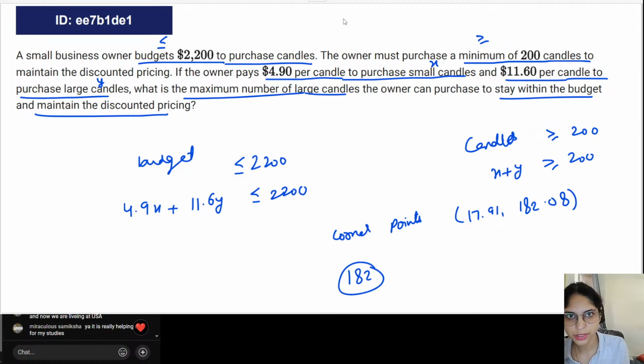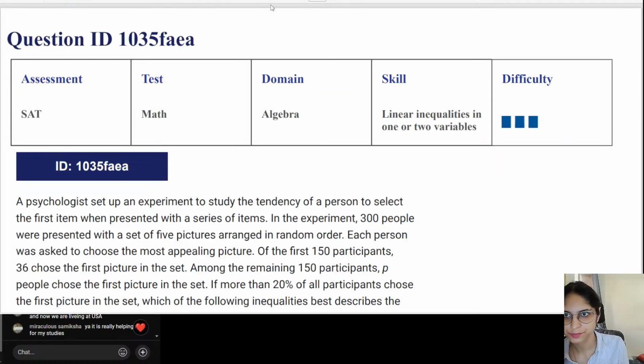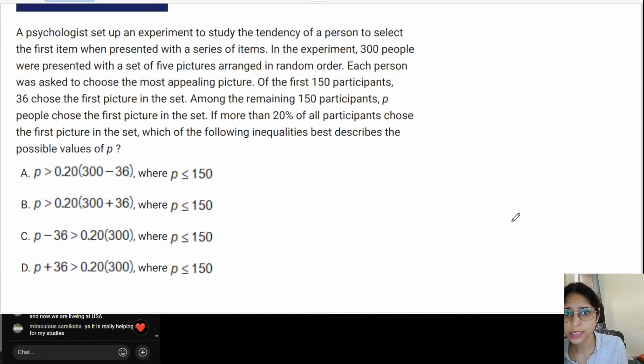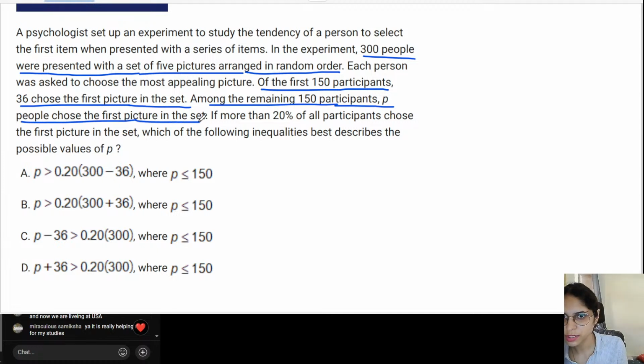Next is question number 23. So a psychologist set up an experiment to study the tendency of a person to select the first item when presented with a series of items. In the experiment, 300 people were presented with a set of 5 pictures arranged in random order. Each person was asked to choose the most appealing picture. Of the first 150 participants, 36 chose the first picture in the set. Among the remaining 150 participants, P people chose the first picture in the set.